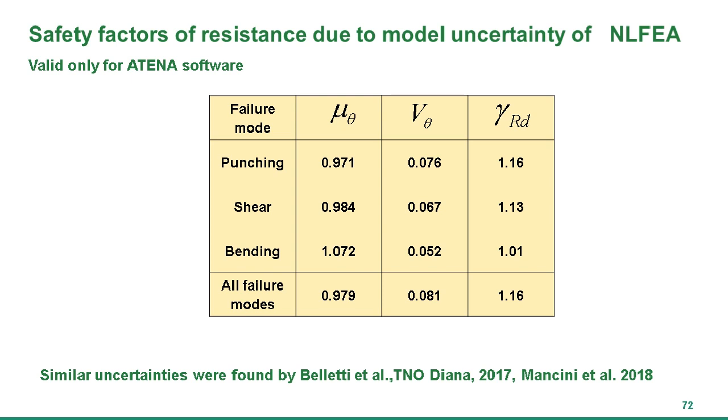So when we evaluate this particular situation, we obtain that for shear and punching, the uncertainty is a little bit higher, and the safety factor should be 1.16, 1.13. For bending problems, the uncertainty is much lower. Well, similar papers have been published by different people with different software, and they actually provided similar results.